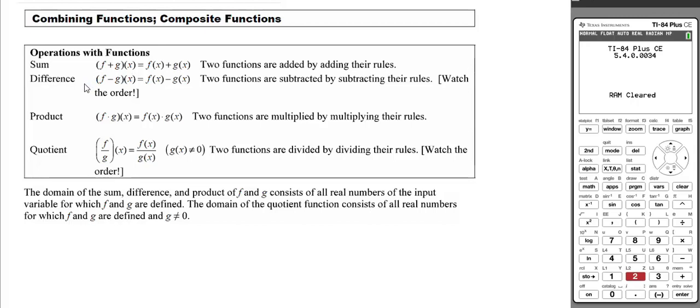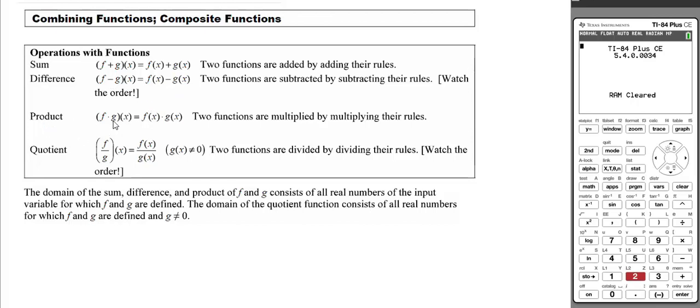We can take the difference of functions. F minus g of x is going to be f of x minus g of x function. So subtracting their rules. Be careful to watch the order because subtraction is not commutative.